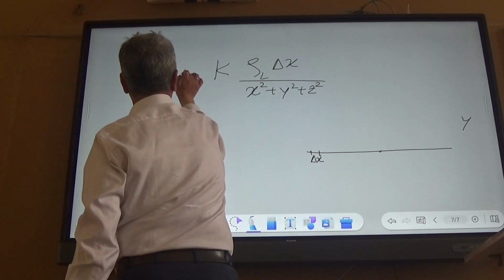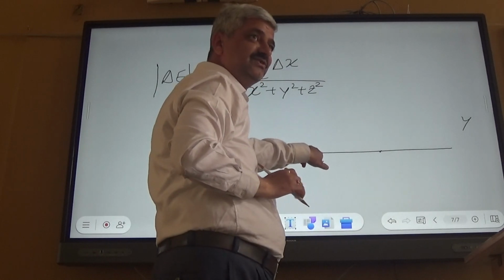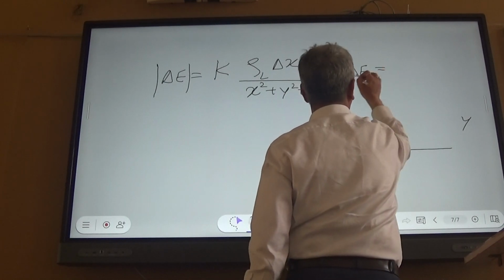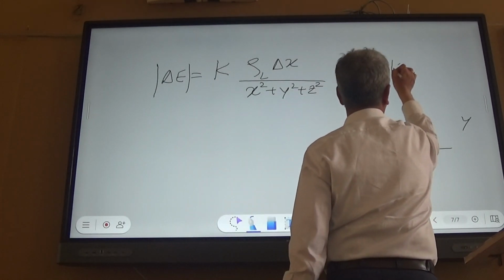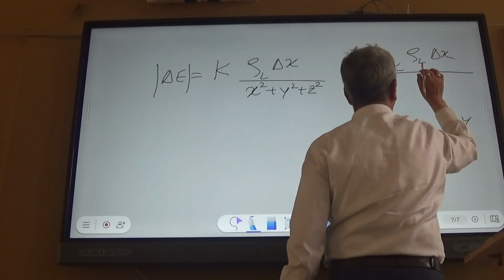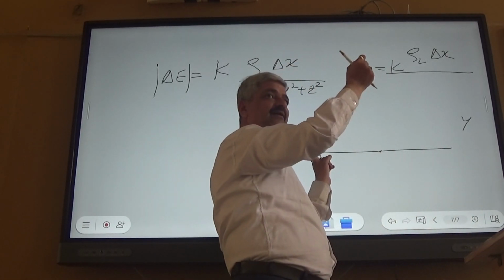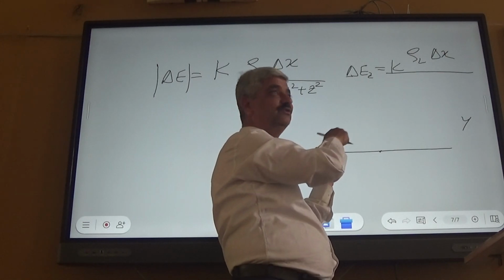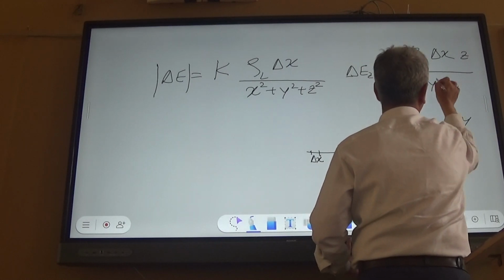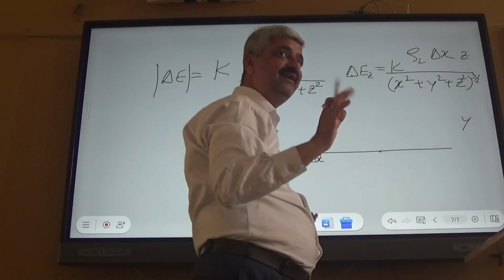It is delta E because of this. What is delta Ez? Delta Ez is equal to K rho L delta x upon, z upon x square plus y square plus z square under root. So z upon x square plus y square plus z square raised to 3 by 2. Is it right? And what are the limits?